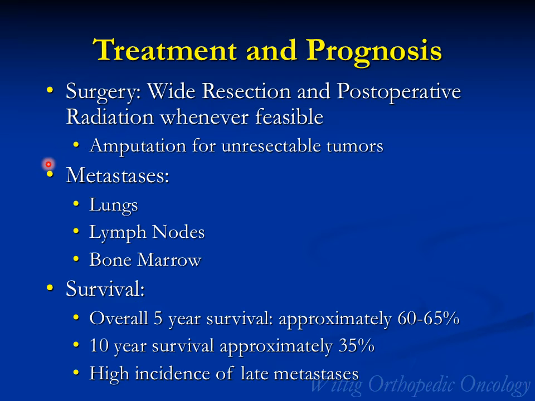Okay, the most common sites of the metastatic disease include the lungs, the lymph nodes, and the bone marrow. Survival. Overall 5-year survival is approximately 60 to 65%. 10-year survival approximately 35%. So there's a big drop off between 5 and 10 years. And there's a high incidence of late metastases that occur after the 5-year mark.